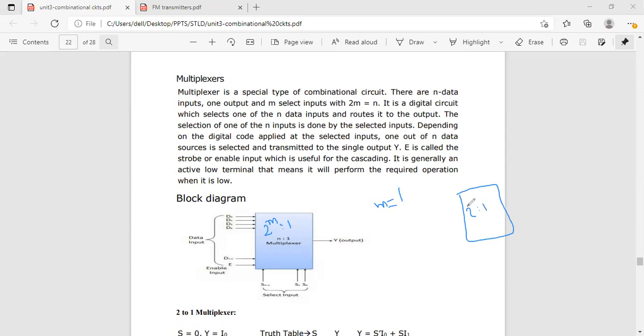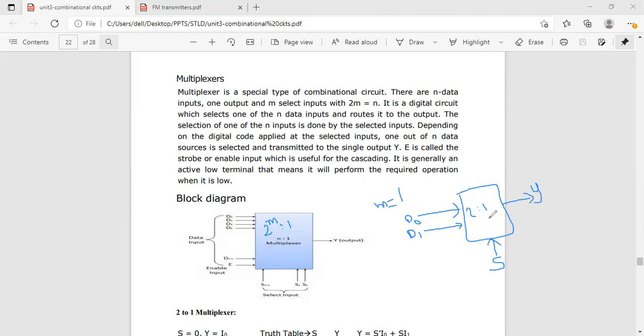How many select inputs or select lines are there? m is the number of select inputs or select lines, so here we have only one select line, which I'm assuming is S. And how many inputs do we have? 2 inputs, which we assume are D0 and D1. We have only one output, that is Y. So this is the size of the multiplexer.